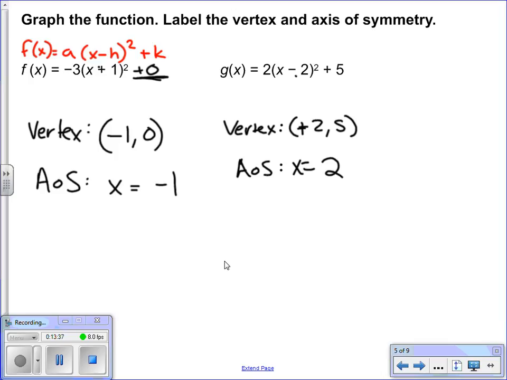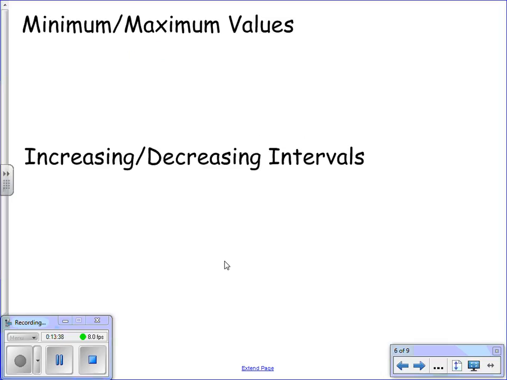Okay, one last thing that we want to talk about are maximums and minimums, and then increasing and decreasing intervals. This is the last thing, then we'll do an example, and then I'll give you your homework assignment for today. So min and max we actually mentioned yesterday.